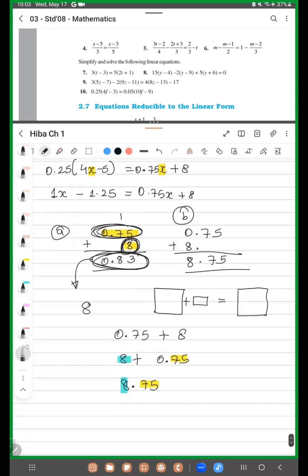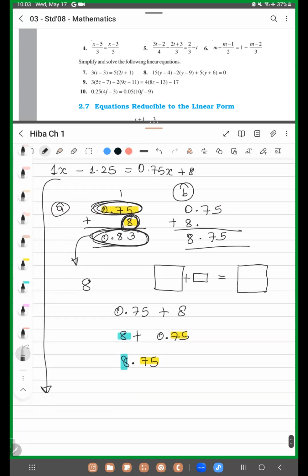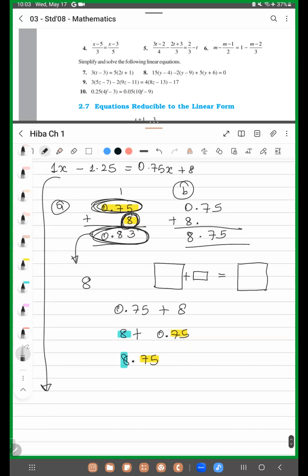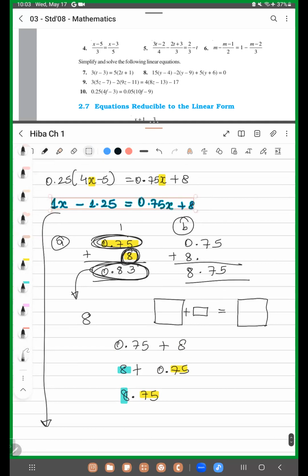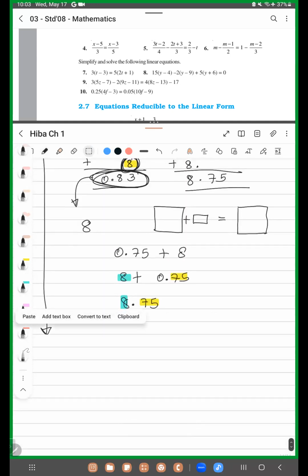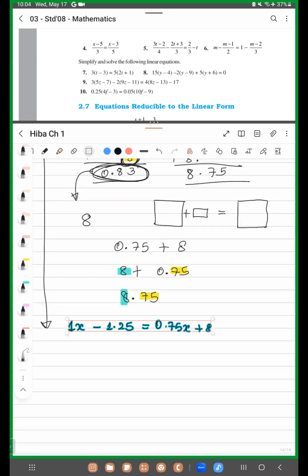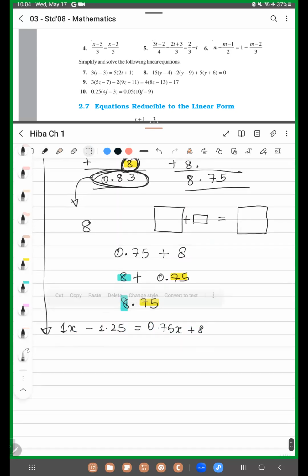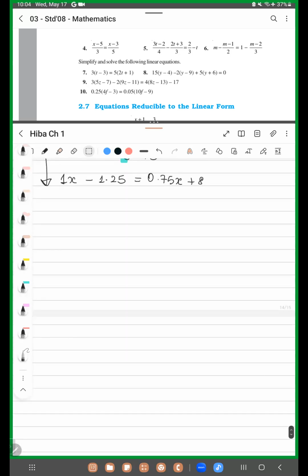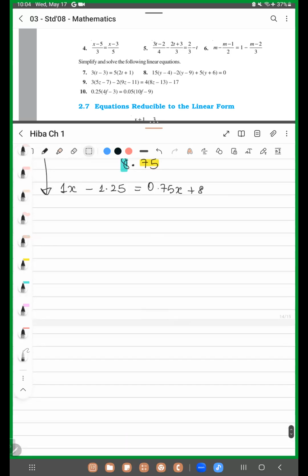Now let's come here. Try to find like terms in this. What are the like terms? 1x and minus 0.75x, very good, is equal to 8.